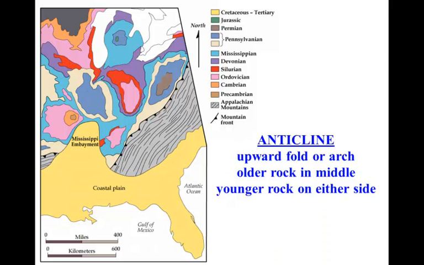Can you find any anticlines in the map area? Anticlines would be an area of older rock with younger rock on either side. There's an anticline here. That anticline has Devonian rock in the middle, surrounded by younger Mississippian rock. There's an anticline here. We have older Ordovician rock in the middle, surrounded by younger Mississippian and Pennsylvanian rock.